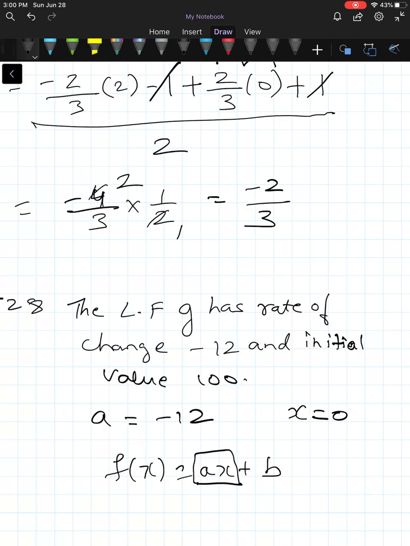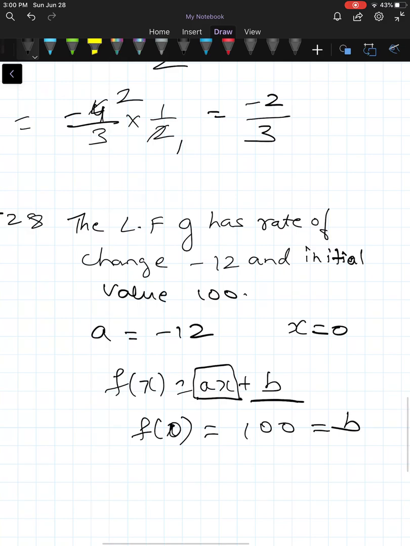So this term is 0, that is ax will be 0, and you are just left with b. So you are given f of 0 to be 100. So that is nothing but the b value. So don't get confused if the verbal description says initial value or y-intercept. Okay, it is one and the same. That's why our b value by the verbal description would be 100.